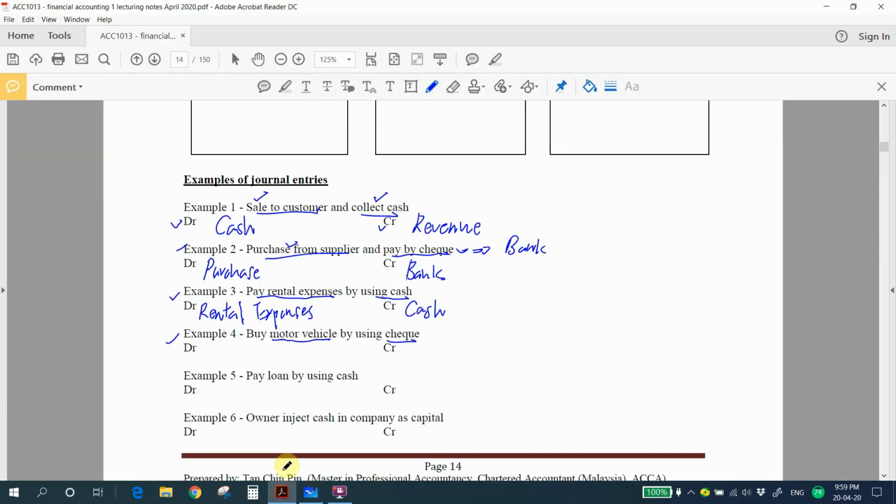So let's record. The debit side, we put motor vehicles. Why can we not write asset? Because there are many types of asset. For example, a factory, computer, there are many assets. So to be more specific, we shall write motor vehicles, so people can understand that this is related to the motor vehicles account. And next, this one is by using cheque, right? So the credit side should be on bank.